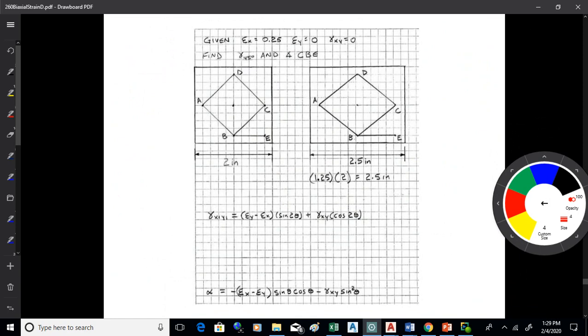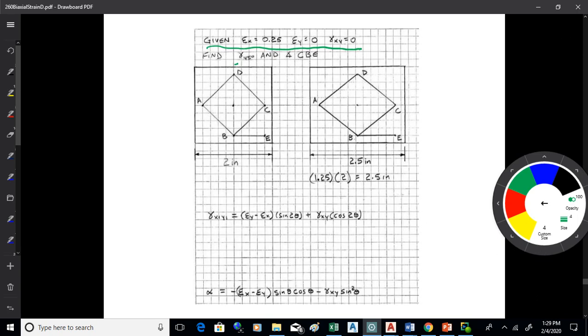Let's do 520, okay? Let's take a square and stretch it out, and let's draw a diamond in there, and see what happens to the angles in that diamond when we stretch out that square. Again, I'm greatly exaggerating this so that we can see what's happening. We're going to stretch that square into a rectangle. Epsilon x will be 0.25, epsilon y will be 0, and gamma xy will be 0.